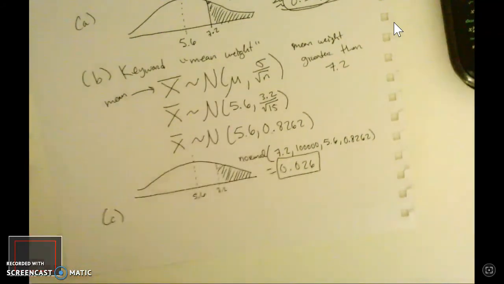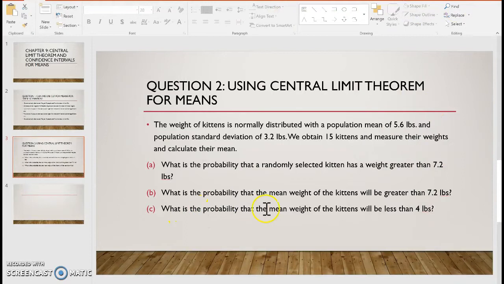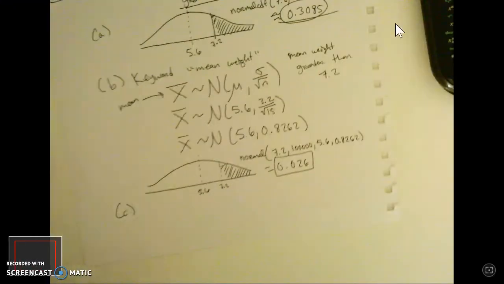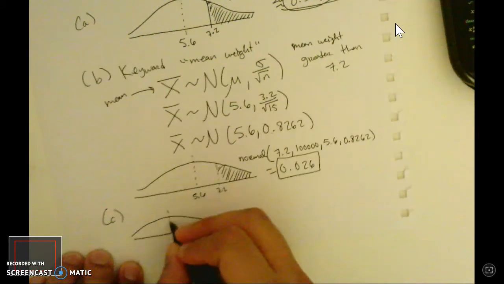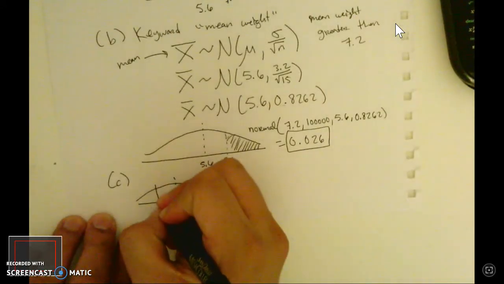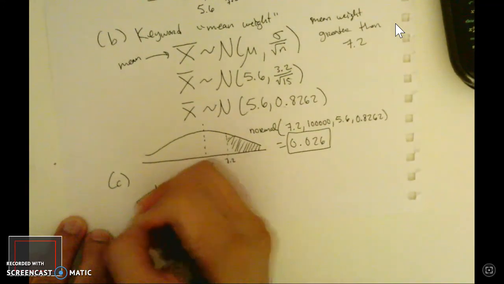Okay, so now let's do part C, our last problem. What is the probability that the mean weight of the kittens will be less than 4 pounds? Notice the keyword mean weight, so that means we have to use CLT again. So now let's go back. We want less than 4 pounds. The mean is still the same, 5.6. Here's 4, and everything less than 4 is over here.